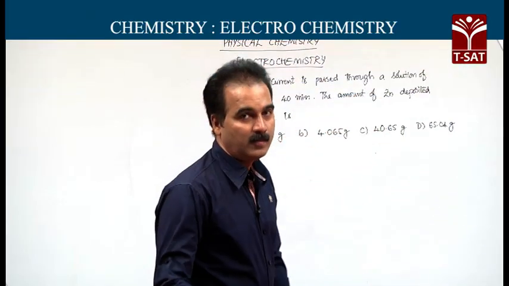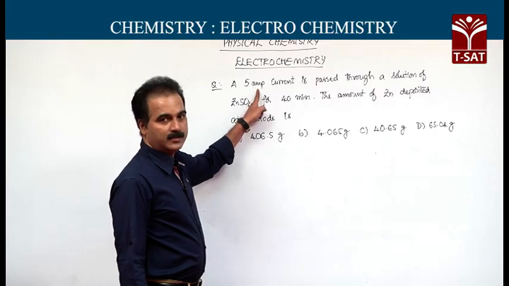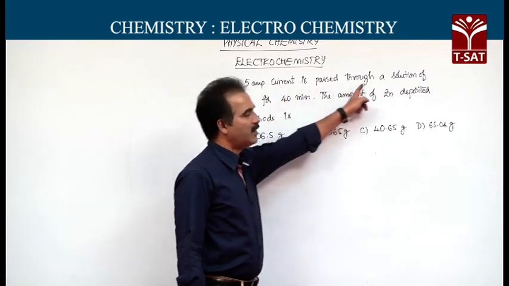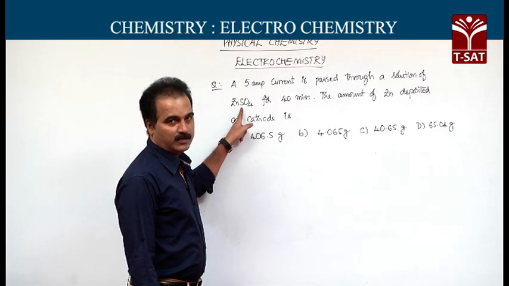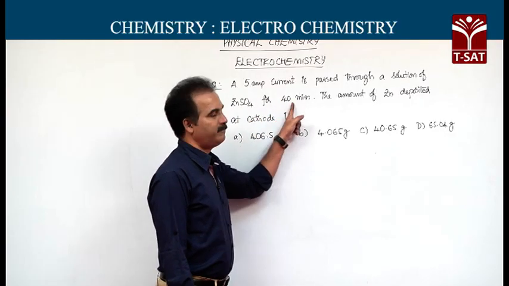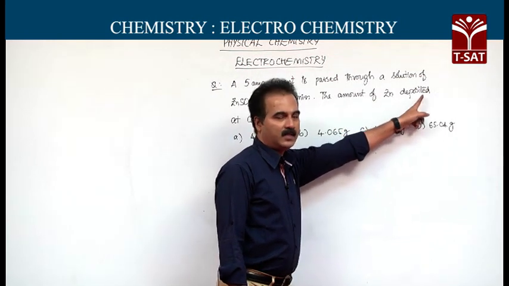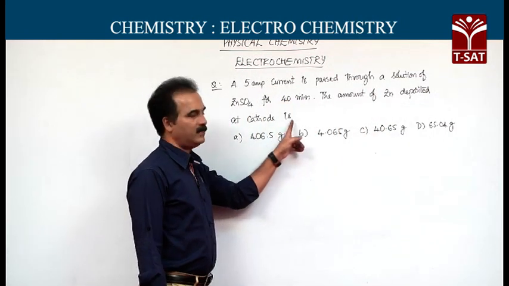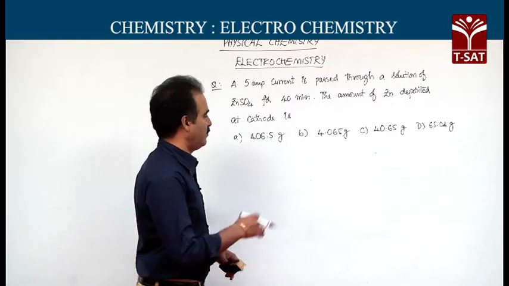Let us do one more problem on Faraday's laws. A 5 ampere current is passed through an aqueous solution of zinc sulphate for 40 minutes. The amount of zinc deposited at the cathode is. So, he is asking only the amount of zinc deposited at the cathode. So, we have to calculate.